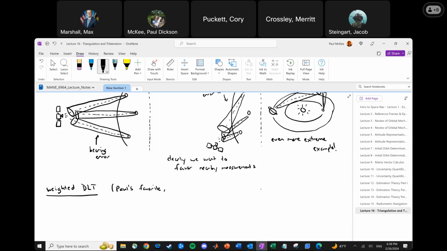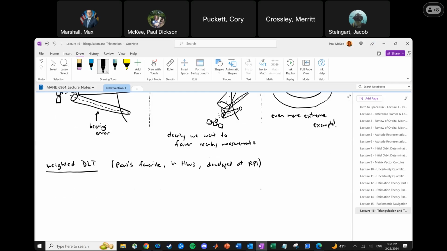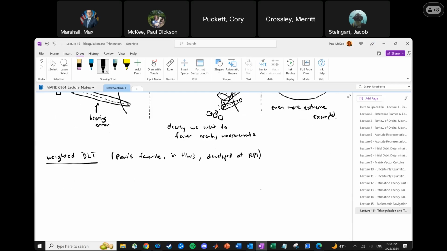I think I asked for this explicitly in homework 3. And this was also developed at RPI, which you might think is kind of cool. So how do we do this? To account for our range dependent error, we just weight each measurement. That's basically what it comes down to.